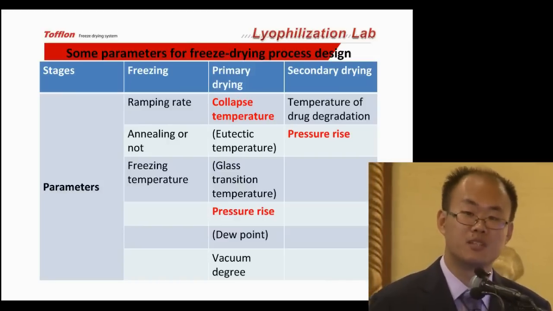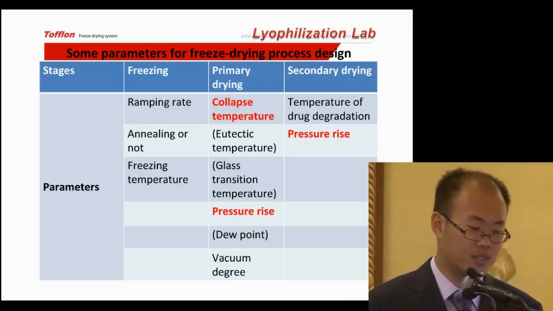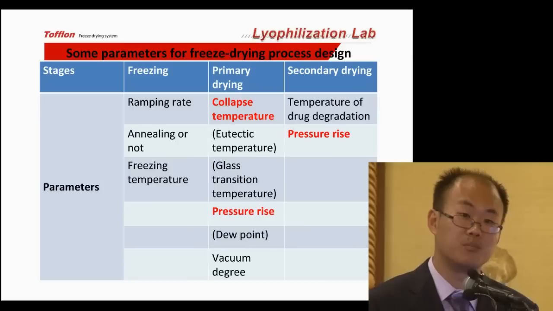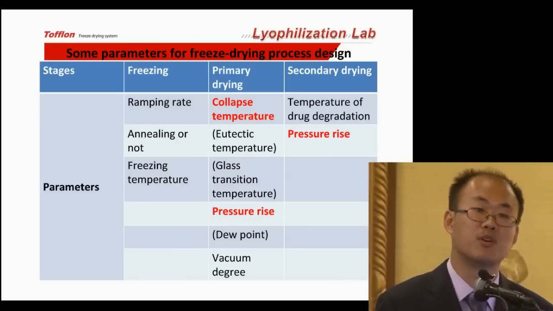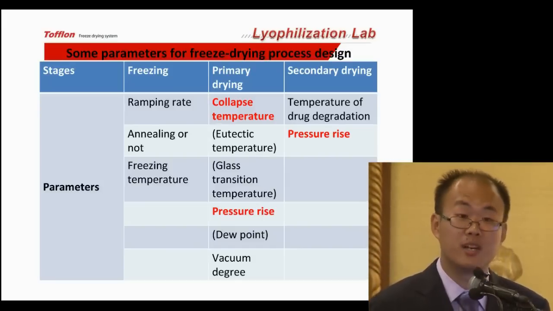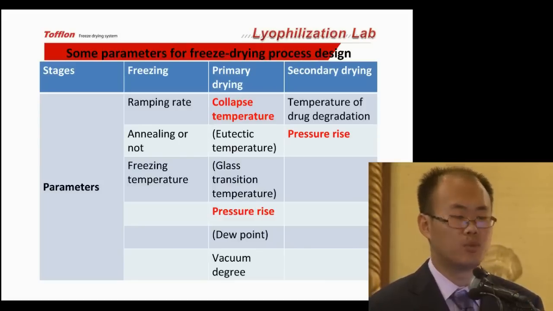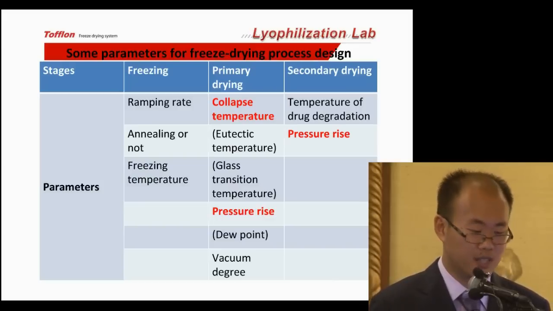But this temperature is very important. We control this temperature in primary drying. If this temperature is not controlled well, we can't get a good product, so we can't control the water content in the final product. And the second is the pressure rise. The pressure rise is used to determine the end of the primary drying or the secondary drying. So it's also very important.